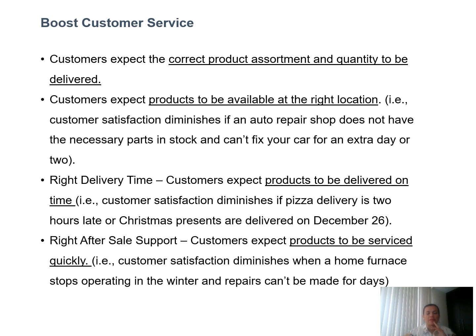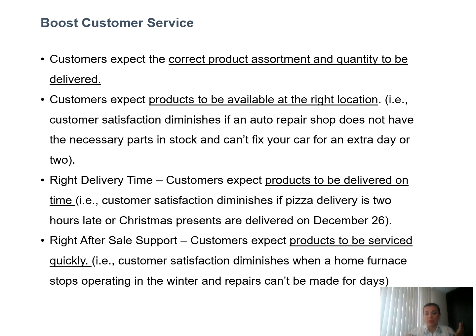As you will see, I guess you will figure out from all of the details that we have been talking about in the previous sessions. It puts customer service first, because what does the customer expect? The correct product and quantity to be delivered on time. This is one of the benefits of supply chain management. The customer also expects to have the product at the right location, and customer satisfaction depends on that.